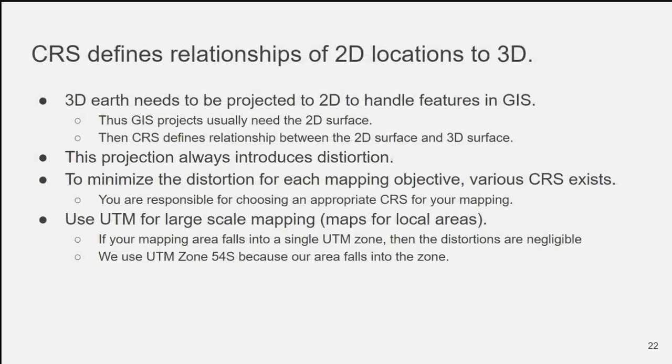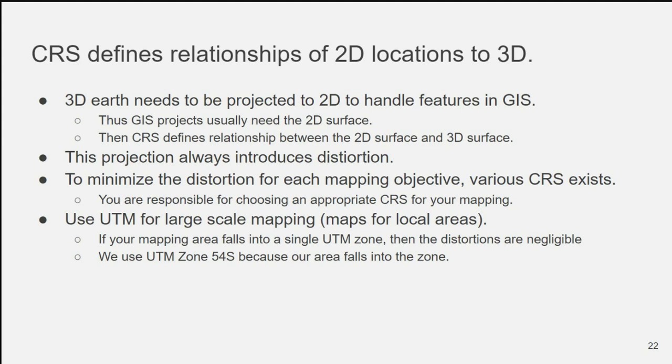Next, I am going to talk about Coordinate Reference System, or CRS. CRS defines relationships of 2D locations to 3D. As you know, the Earth is 3D, which cannot be represented on a 2D screen. Because of this, GIS usually needs a 2D surface. This is called projection, and it usually always introduces distortion.